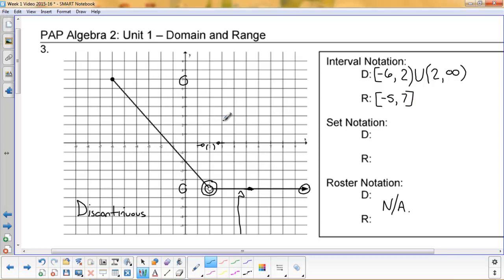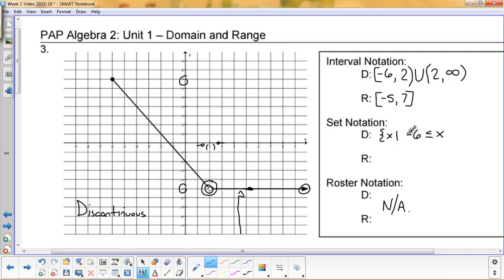Set notation. We've got to define what domain is, and domain is x. And then we're going to continue on. We start at the value that is to the most left of the graph. That's -6. And we're going to say that that is less than or equal to x. Now, some people would say, okay, I'm going to go from -6 to 2. Then I'm going to put a union symbol, and I'm going to start again. But we're not dealing with interval notation here. We're dealing with inequalities. All right?